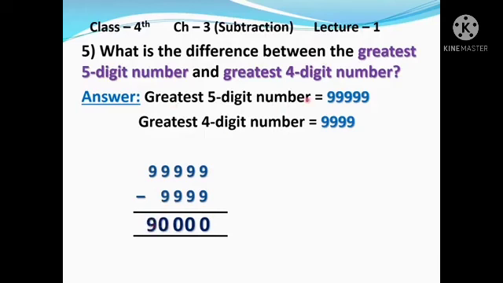I repeat once again. Greatest 5-digit number equal to 99,999 and greatest 4-digit number equal to 9,999. Now subtract this. 9 minus 9, 0. Again 9 minus 9, 0. Write 9 as it is. Answer is 90,000. The difference between the greatest 5-digit number and greatest 4-digit number is 90,000. Clear?